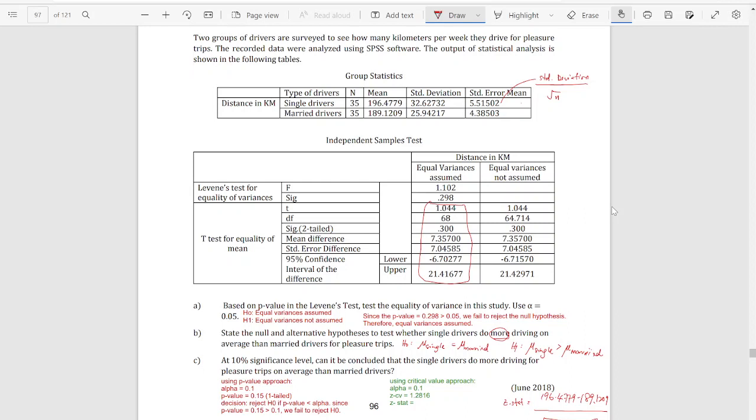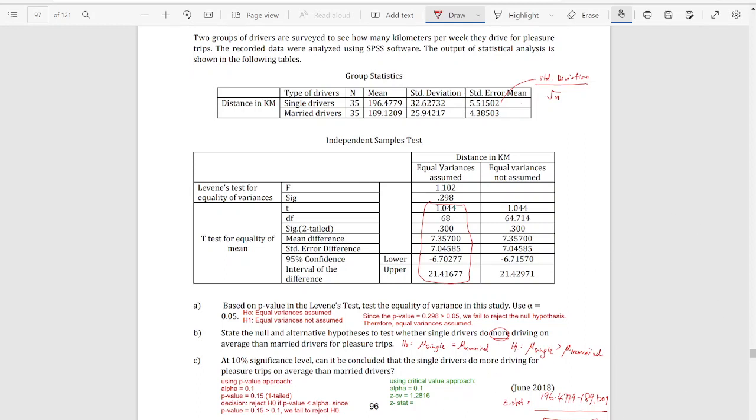And then take the difference and divide it by the standard error just now. So the difference will be 196.4779 minus 189.1209, and then divide by the answer just now, so you get 1.044. It is the same as this, and this is approximated, so you get this to be 1.044.